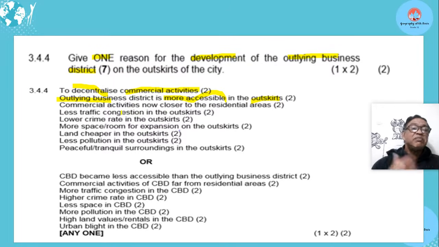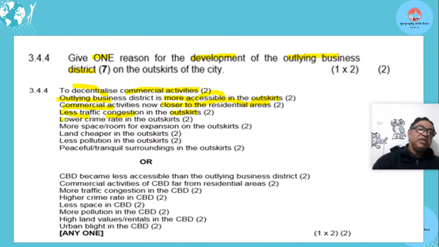These are simple answers that you give, the same characteristics. Commercial activities are now closer to the residential areas. And if you went back to the model, they're bringing the business to the customers. Also, less traffic congestion on the outskirts. Instead of having your business in the CBD, if you have it in the outskirts, it becomes more accessible also. Less traffic congestion, less frustration, less time wasted. So it's better for you to be there.